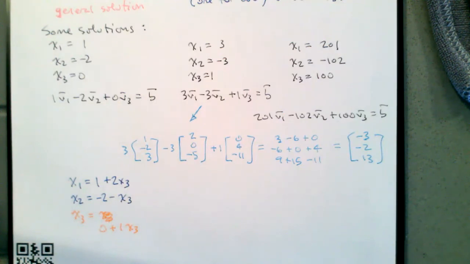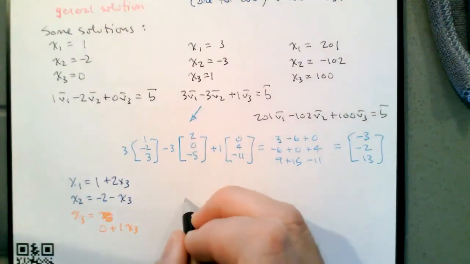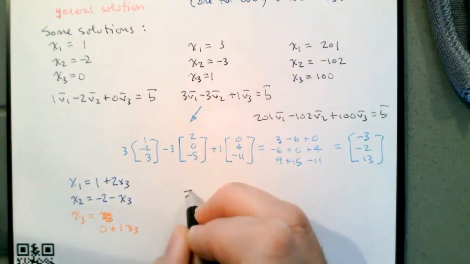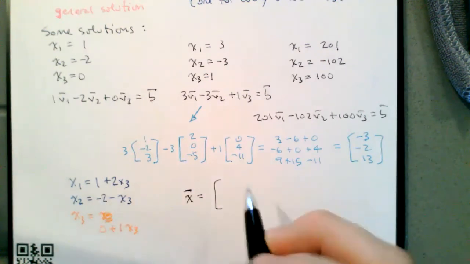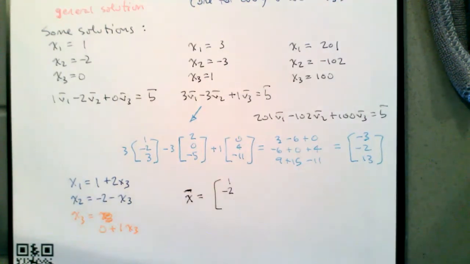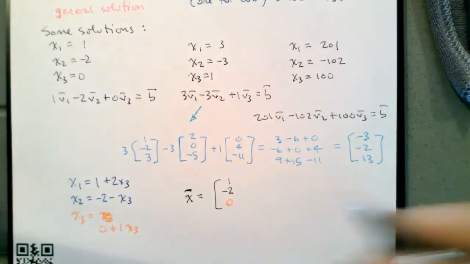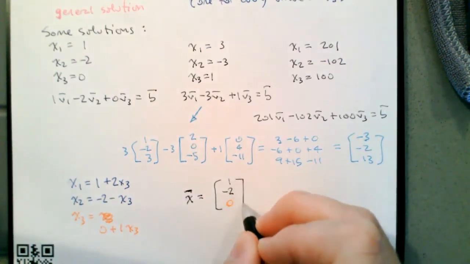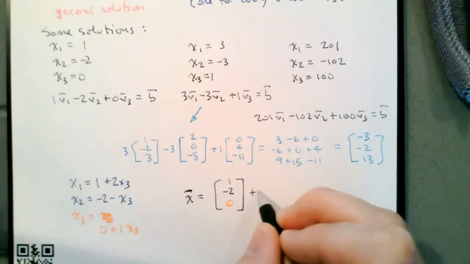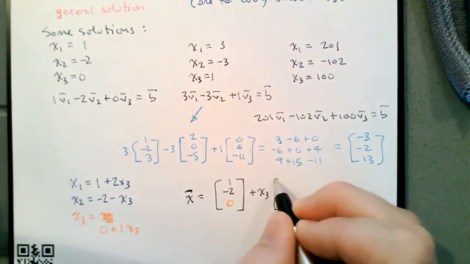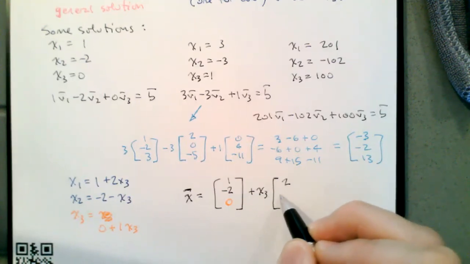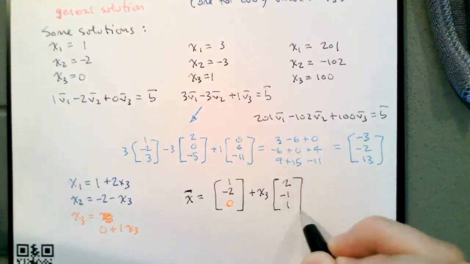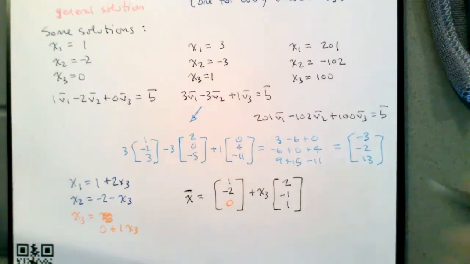Now I'm going to write the parametric vector form of the solution. I'm going to say, as a vector, x will be equal to, the constant is 1, -2, 0, plus x3 times the coefficients of x3. x1 has a coefficient of 2 for x3, x2 needs a -1, and x3 is just x3. So this is the parametric vector form.